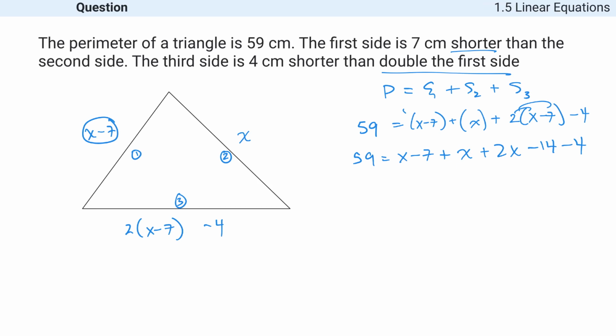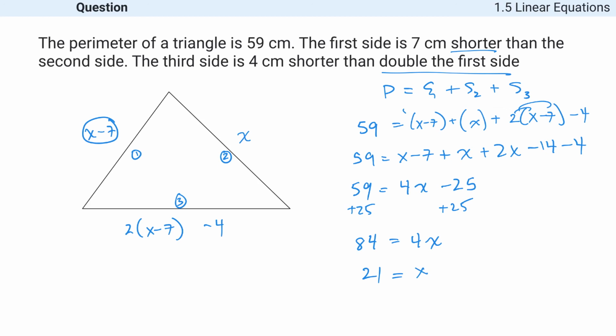Now let's collect all the x's. So x plus x is 2x, plus another 2x would be 4x. Minus 7 minus 14 would be minus 21. Minus 4 is minus 25, I think. Is that right? Yeah. Equals 59. I'll add 25 to both sides. So this would be 84 is equal to 4x. And then I'll divide both sides by 4. So I think that comes out to 21.